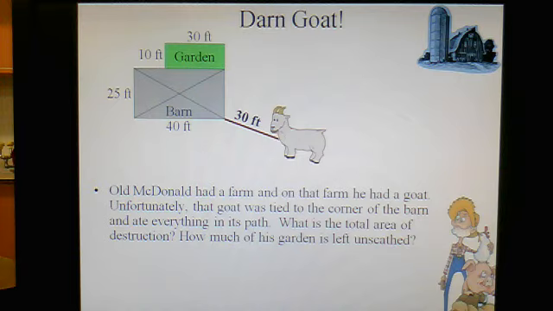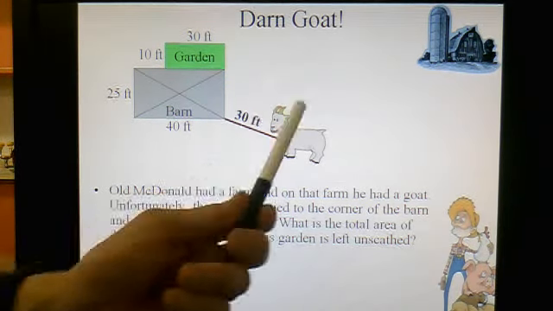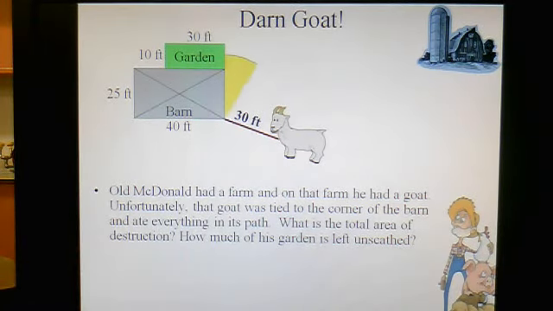So if you haven't figured it out yet, the space that the goat's going to destroy is everything. He's going to get everything over here, everything over here. If you were to start shading that in, eventually you would shade in something that's very circular in nature. Now, I'm making the assumption he can't chew through the barn.